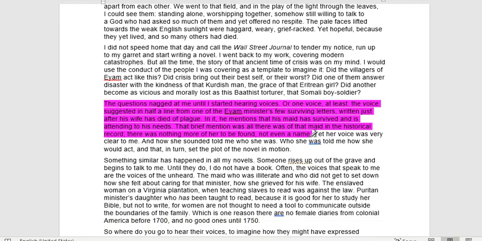She goes on to say, "Yet her voice was very clear to me, and how she sounded told me who she was. Who she was told me how she would act, and that in turn set the plot of the novel in motion." So this is very character driven, right? You might be someone also who, in your creative writing, likes to invent or craft a really good character that could be based off real life.